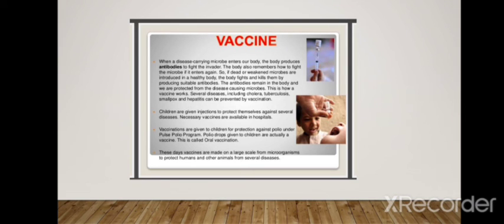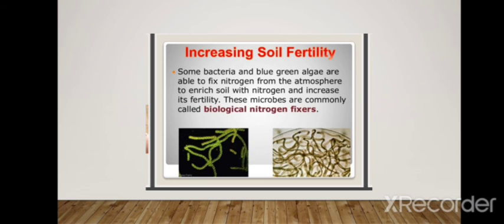Vaccines are made on a large scale from microorganisms to protect humans and animals. When a vaccine is injected into a human body, our body produces antibodies. These antibodies fight the disease-causing microorganisms. This is how a vaccine works. Now let's see the other uses of microorganisms.